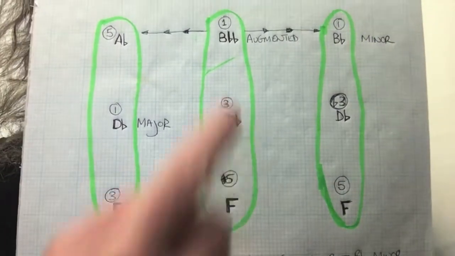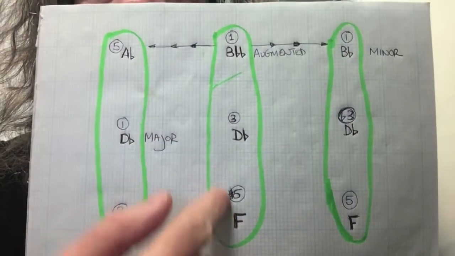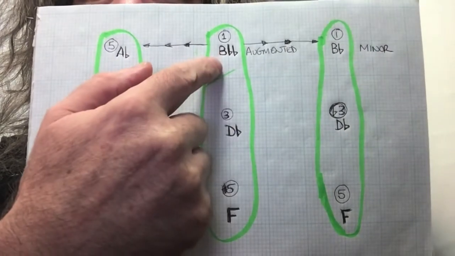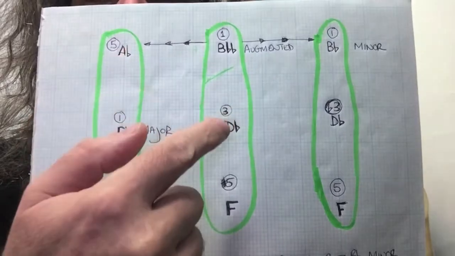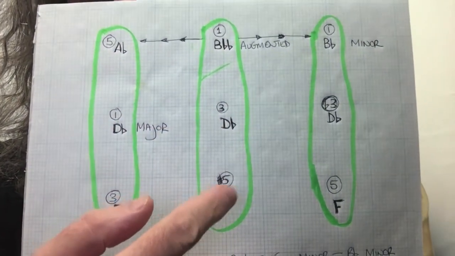And like I said, we've got these 3 different majors with their relative minors all occurring off of this augmented chord. It's pretty amazing. Hopefully you can see this. In the centre here, this is our augmented chord: B double flat, D flat and F. Root, major third, sharp 5.